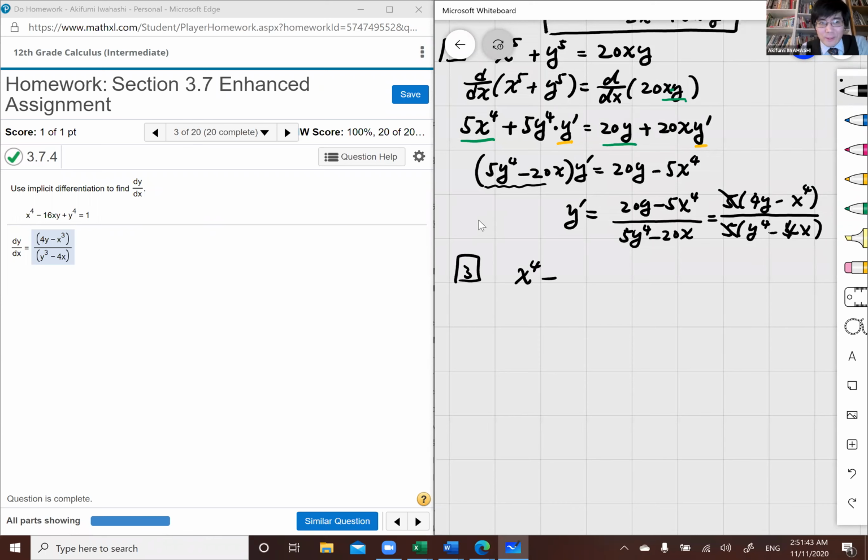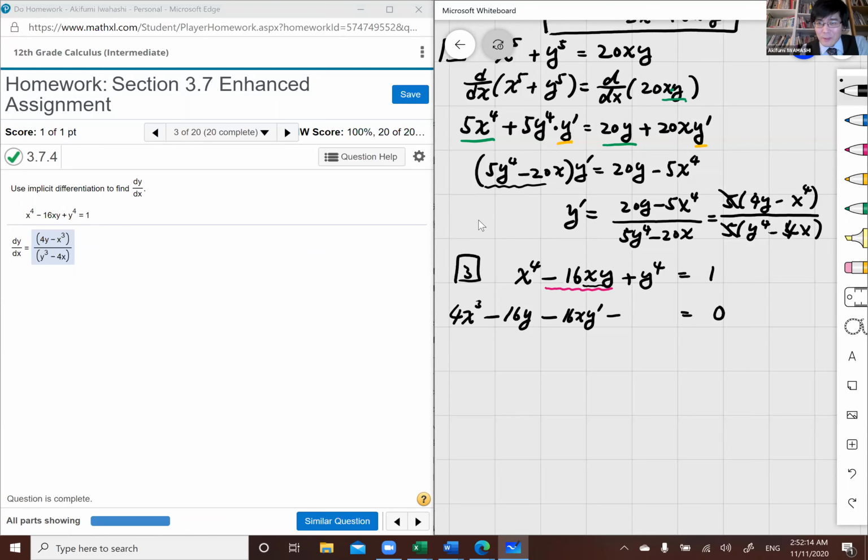So problem number 3. x to the fourth minus 16xy. Be careful, this is a product. Plus y to the fourth is equal to 1. Differentiate both sides with respect to x. Don't forget that the derivative of 1 is 0. And when you do this one, it becomes 4x cubed minus 16y minus 16x y dash. So this part is kind of complicated.